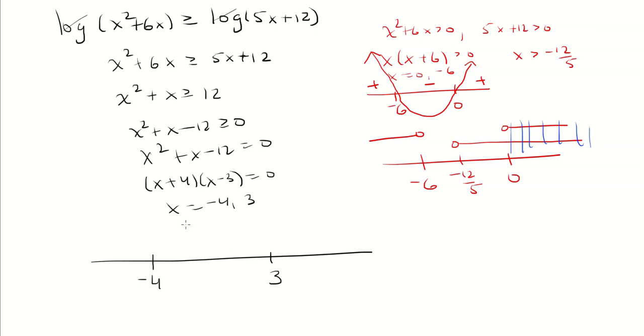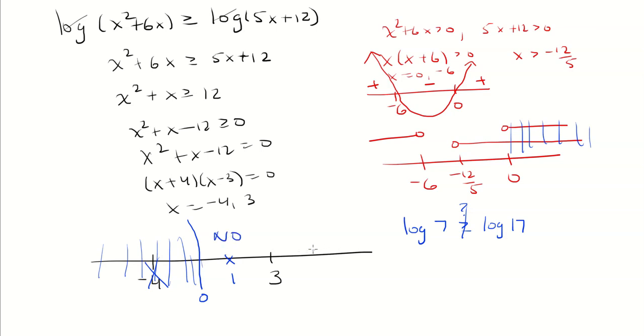So I'm going to go back here and put 0 here because I want x to be bigger than 0. So I can get rid of everything to the left of 0. And now I'm going to just test different points on the number line. So I'm going to test a number between 0 and 3, let's say 1. And we're just going to plug it back into the original. We have log of 1 squared plus 6, which is 7. Is that greater than or equal to log of 5 plus 12, which is 17? The answer is no. So we do not include.